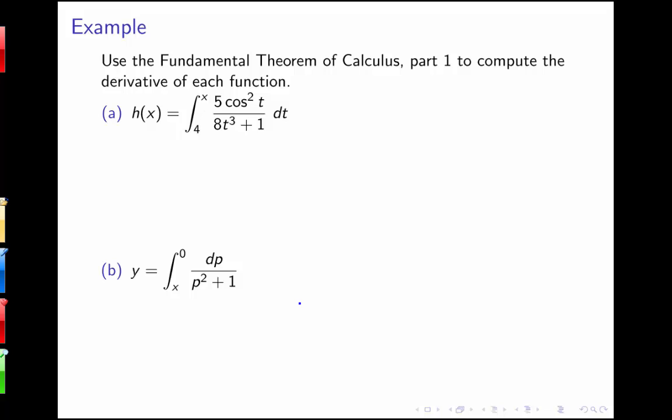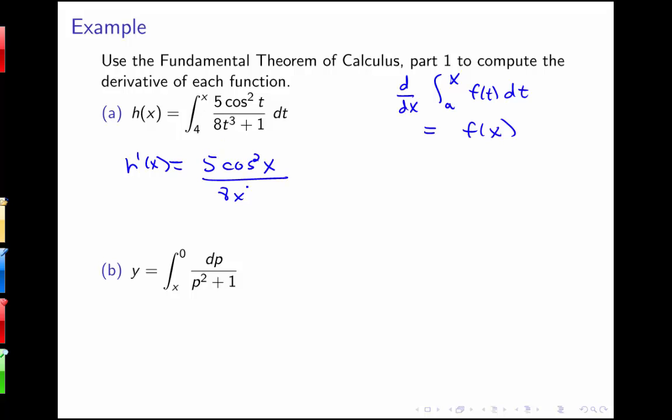We can also have these types of problems where I'm interested in computing the derivative of each of these two different integrals. Remember that the fundamental theorem says that the derivative of the integral from a to x of f of t dt is equal to f of x. So here, if I'm interested in taking h prime of x, the derivative of my integral is going to undo this integral, and it's going to make it 5 cosine squared x over 8x cubed plus 1.